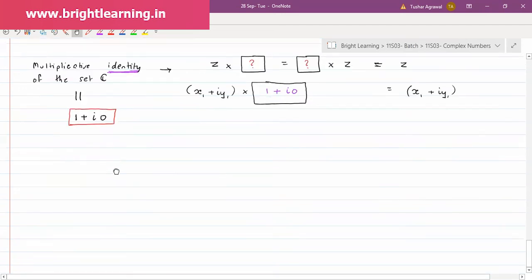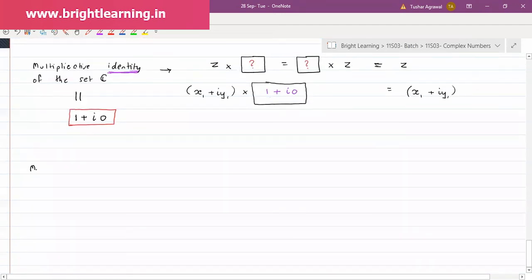Now multiplicative inverse. Multiplicative inverse of a particular complex number. Identity is with respect to the whole set. Each and every complex number has the same identity. Identity is of the complete set. Inverse is of a particular complex number, let's say Z1. So what is the definition of multiplicative inverse?